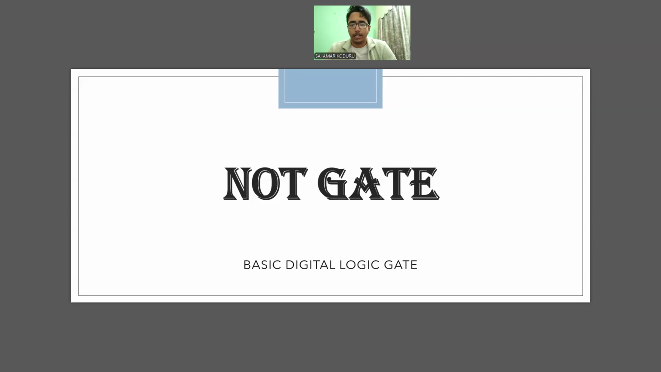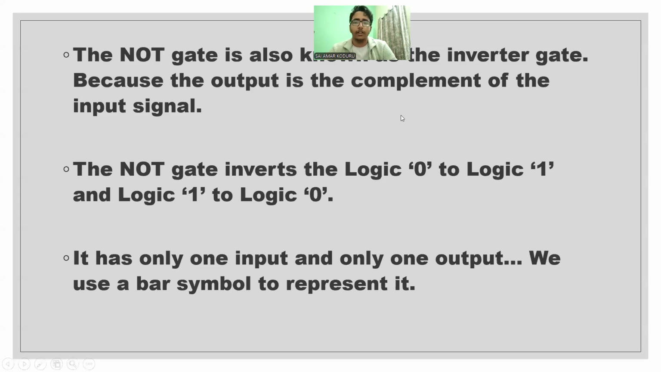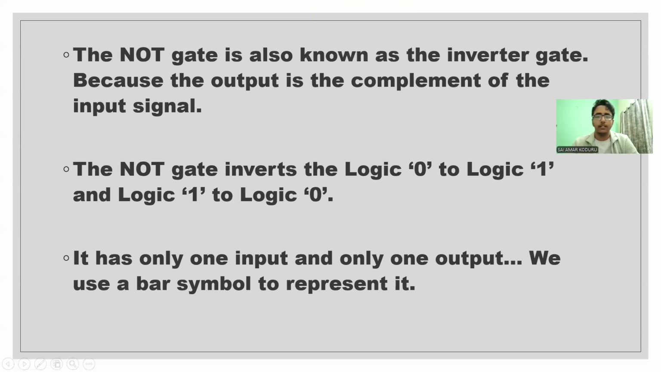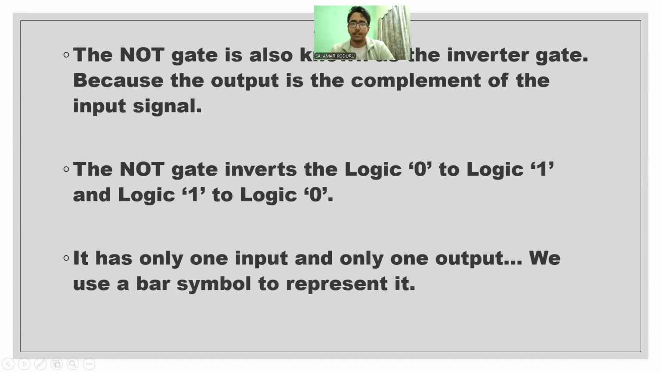Let's talk about the NOT gate, which is another basic digital logic gate. The NOT gate is also known as the inverter gate, because the output is a complement of the input signal. The NOT gate inverts logic 0 to logic 1 and logic 1 to logic 0, which means basically it complements the input. It has only one input and only one output. This is the main point which we will be talking about.